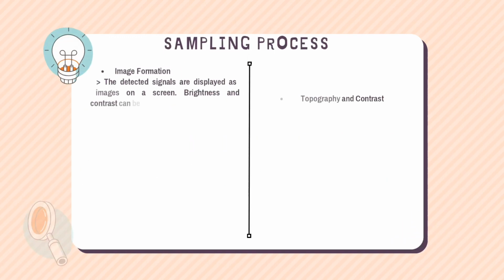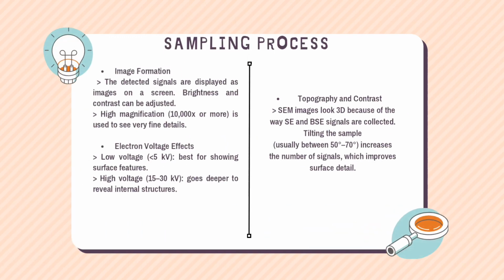Alright, continue with the SEM process. Let me explain what happens after the signals are detected. First is image formation. The signals that we captured earlier are now displayed as an image on the screen. We can adjust the brightness and contrast to make the image clear. And if we want to see really tiny details, we use high magnification, something like 10,000 times or more.